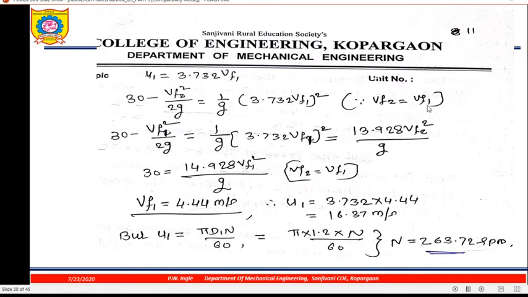Then again Vf2 equal to Vf1, so this is just adjustment. So 30 minus Vf1 square by 2G equal to 1 by G (3.732 Vf1) square. Finally you are getting the equation for Vf1, which is 4.44. So U1 equal to 3.732 into 4.44, so you are getting 16.37 meter per second. But U1 is pi D1 N by 60, so N is 263.72 rpm.